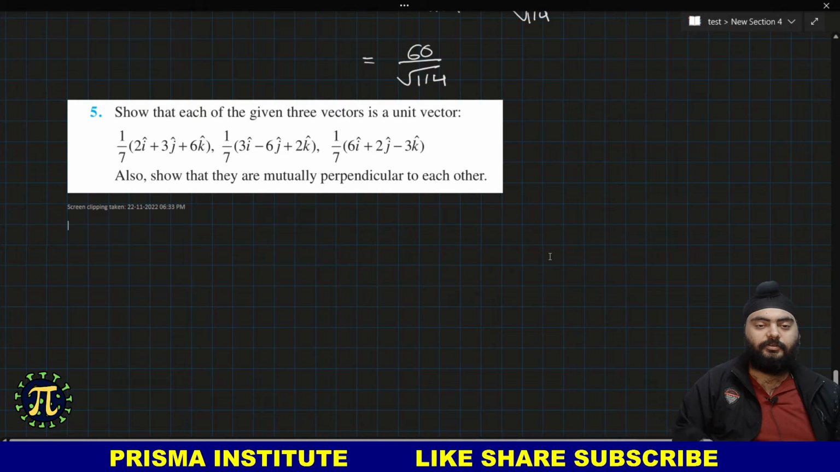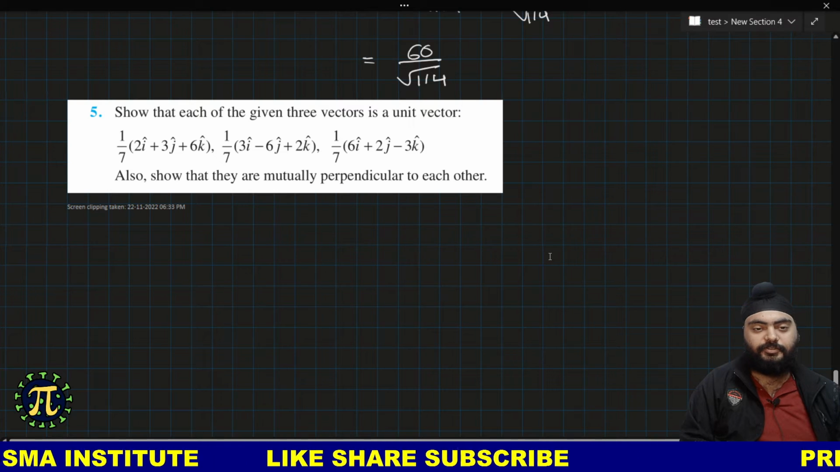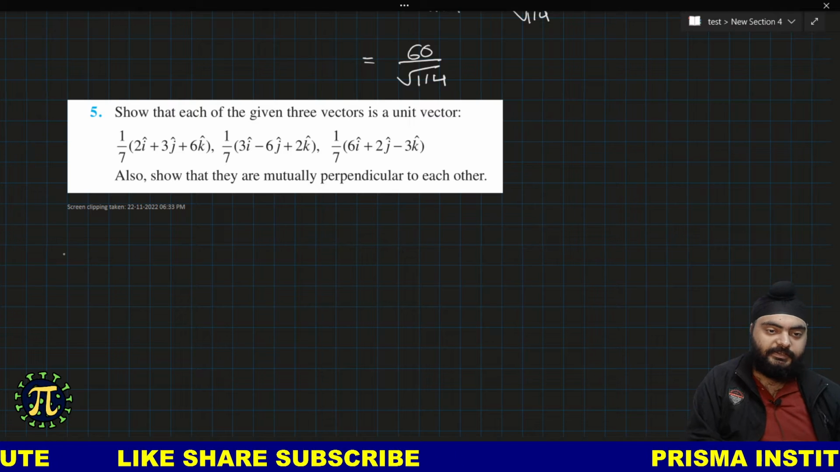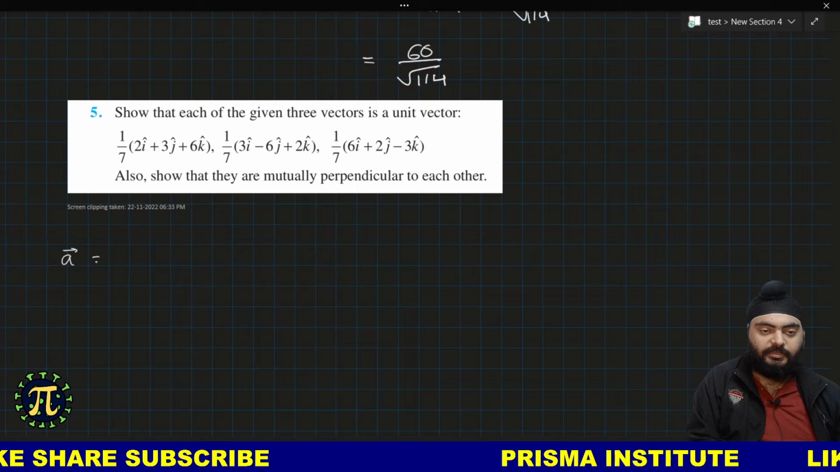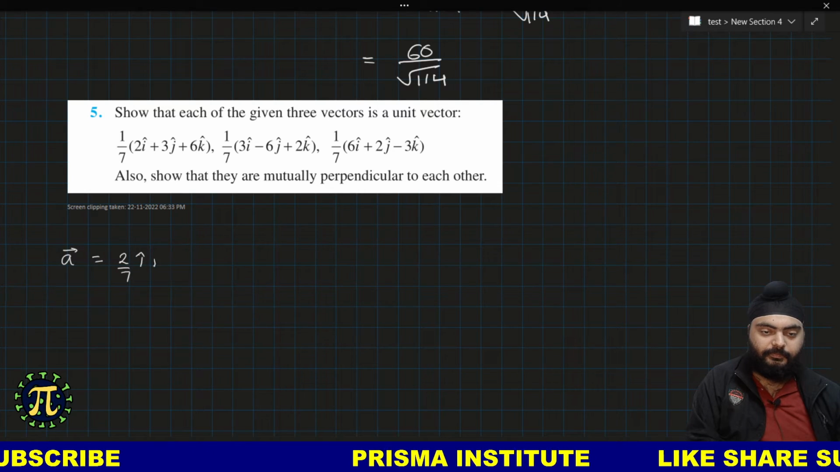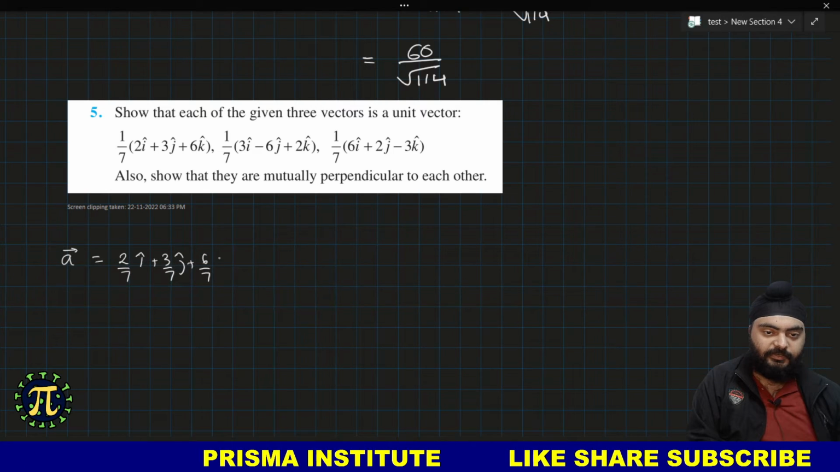The first question is to show that each of these vectors is a unit vector, and the second question is to show that they are mutually perpendicular to each other. So let's say a vector, we have to prove that all of these are unit vectors. So what is the first vector? 2 by 7 i cap plus 3 by 7 j cap plus 6 by 7 k cap.